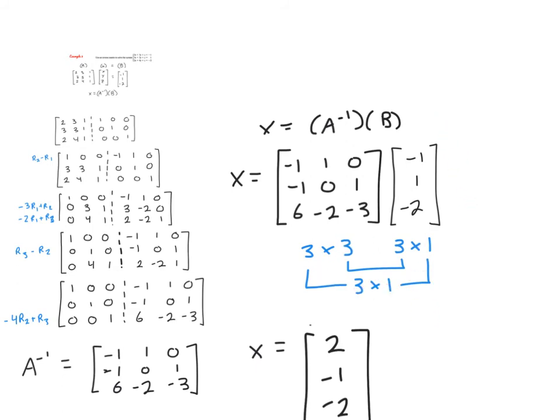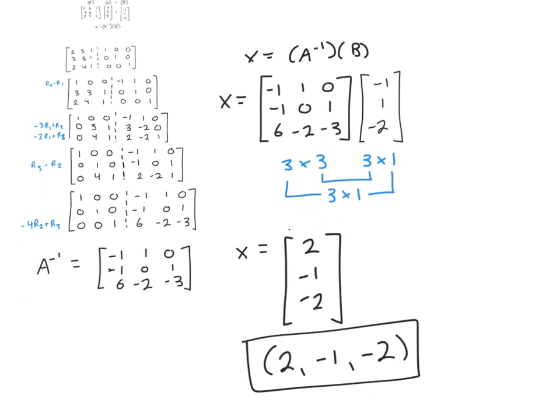If you do a little bit of matrix multiplication, you go across the rows and down the columns, you end up with 2, -1, -2, which of course represents x, y, and z. So write it as a coordinate, and you are done.